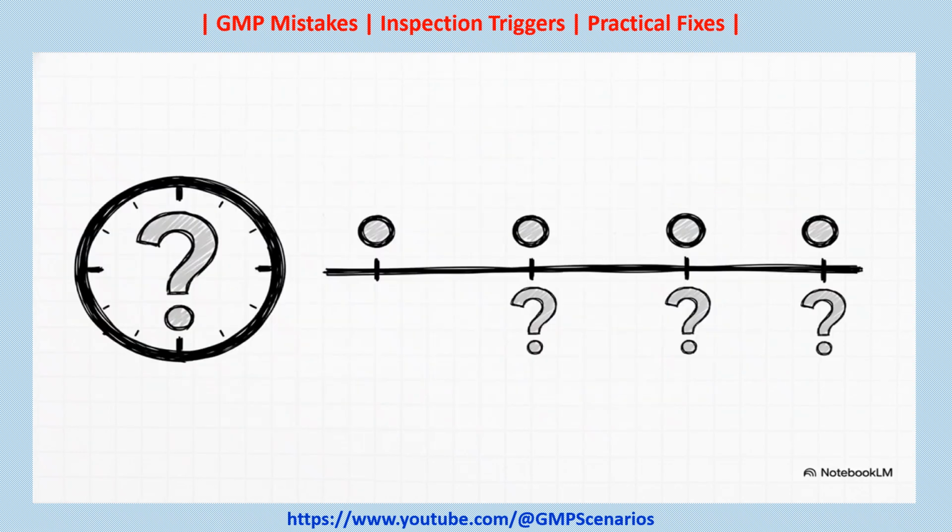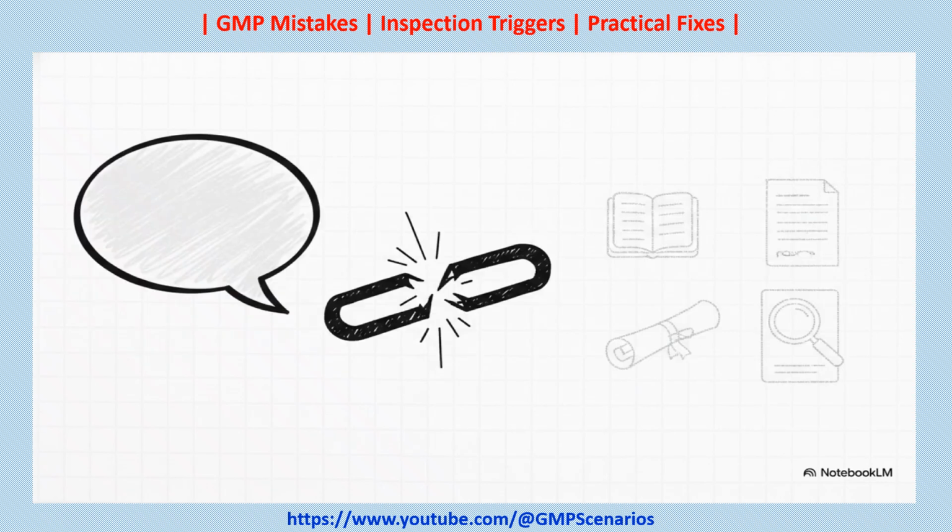Next up, and this one is just as critical, no timestamps. You know things happened, sure, but you have absolutely no idea when they happened. Think about it. Was there a 10-minute gap between two key steps, or was it 2 hours? Without those timestamps, you're completely in the dark. It's impossible to know.